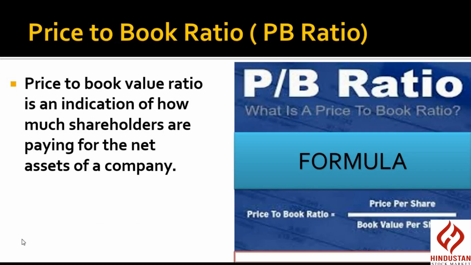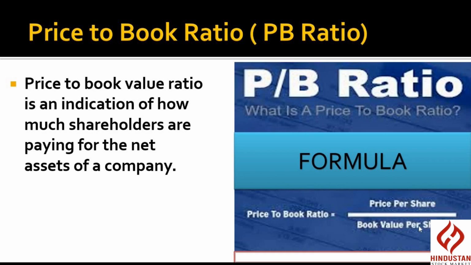Next is the price to book ratio. Price to book ratio is calculated by dividing the current price of the stock by the book value per share. Here, book value can be considered as the net asset value of a company, which is calculated as total assets minus intangible assets and liabilities. Intangible assets are things like patents, goodwill, trademarks, etc. And this is the formula which we use to calculate price to book ratio, that is price per share divided by book value per share.